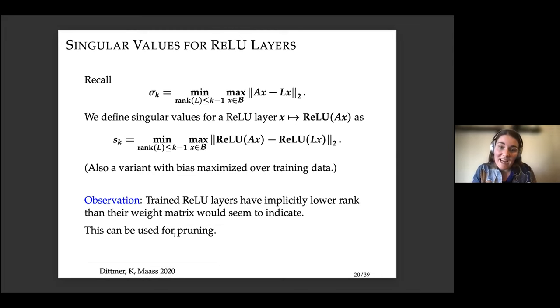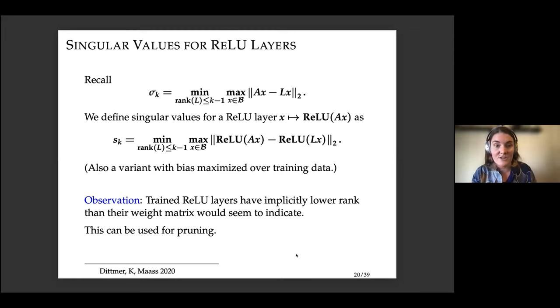So what we can do is define these singular values for a ReLU layer as a min-max problem that looks almost exactly the same, except we slap on a component-wise ReLU. So we define S sub k, rather than sigma sub k, to be the minimum over all matrices L with rank at most k minus one, and the maximum over all x that are in the unit ball, of the two norm of the difference of ReLU component-wise on AX minus ReLU component-wise on LX. And if you remember, we had that bound before, that this ReLU function is subtractive, basically. And so we can always see that these S_k are bounded above by the singular values. So the ReLU singular values are bounded above by the actual singular values of our matrix A. And the observation is that trained ReLU layers have implicitly lower rank than their weight matrix would seem to indicate. And we can use this for pruning.